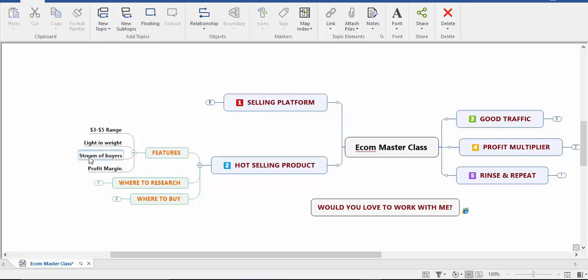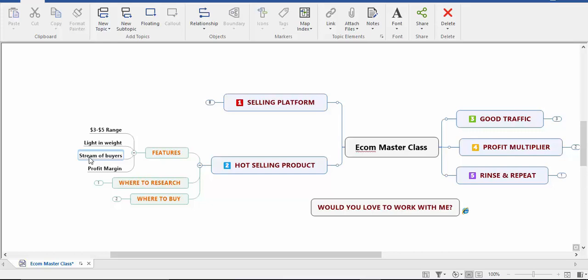Then also, you need a product that has a stream of buyers. There are a lot of buyers looking for that product. You can't go seasonal. For instance, you want to sell a Christmas tree around June or July. You know, it's not possible. You can only sell that during the Christmas period, which is November, December, and it's not good to even base your business on a seasonal product. That is why you need a product that goes with all seasons.